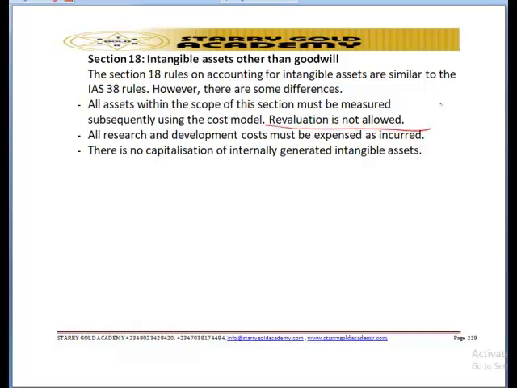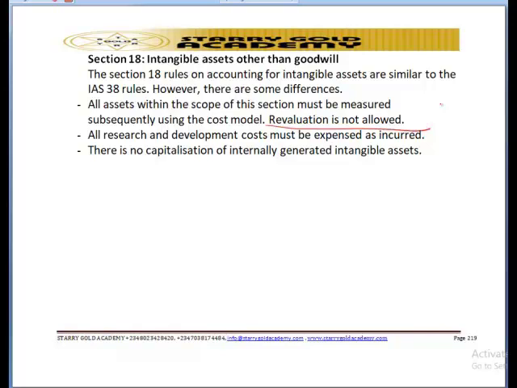All research and development costs must be expensed as incurred. So when you are incurring any research and development costs, you must expense it according to IFRS for SMEs, that's section 18. And lastly, there is no capitalization of internally generated intangible assets. So you should not capitalize internally generated. You don't have control over it now. If you go back to IAS 38, you still see things like this there.